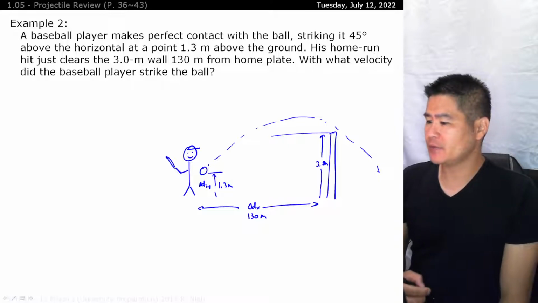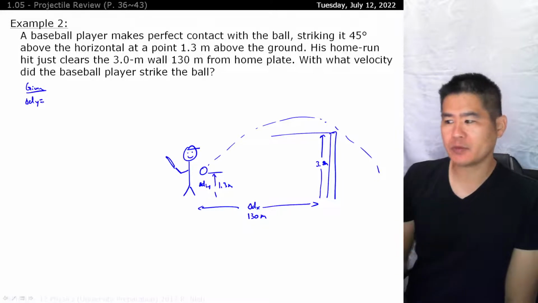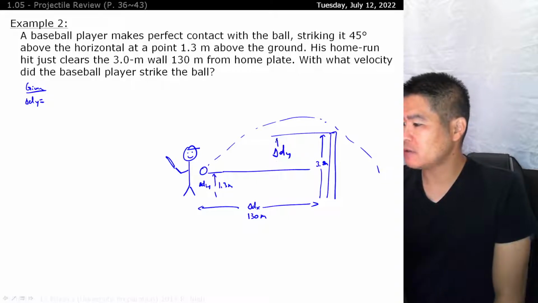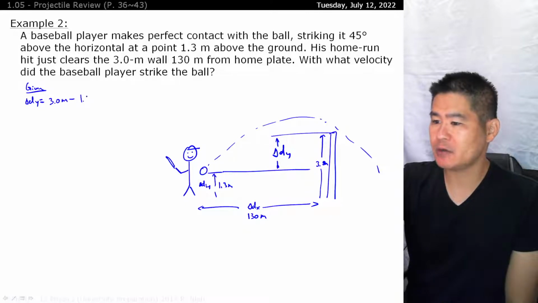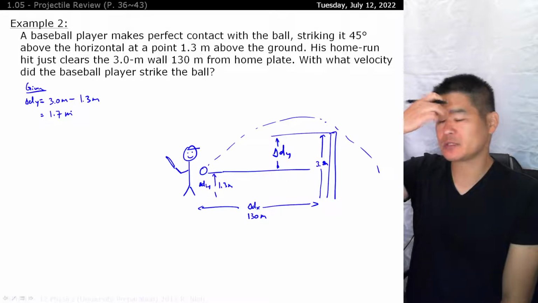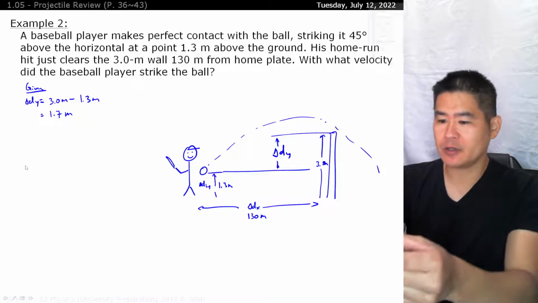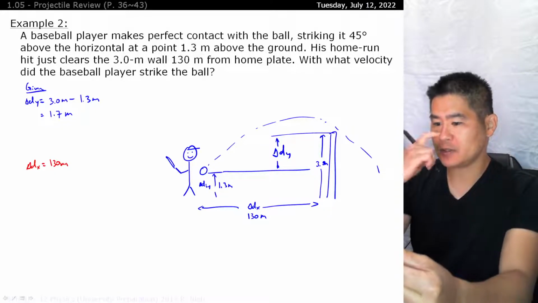Okay, a few things to keep in mind is that your delta dy is not 1.3 meters, it is not 3 meters. All right, you need to look for your delta over here. So your delta dy is equal to 3.0 meters, subtract 1.3 meters, which will give you your 1.7 meters in difference. Okay. As for your dx, I'll color code it. Your delta dx is equal to 130 meters.